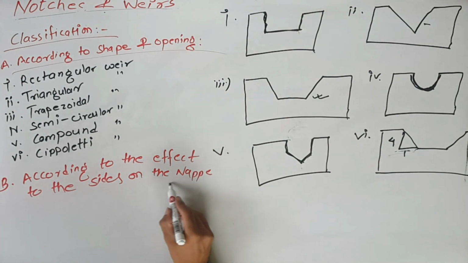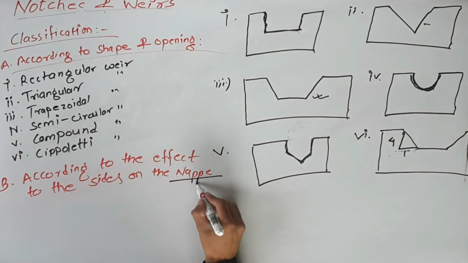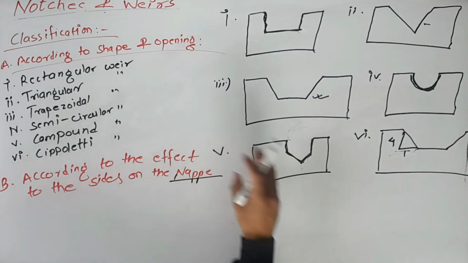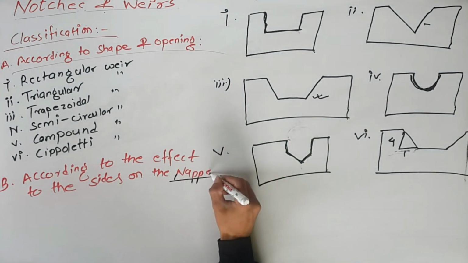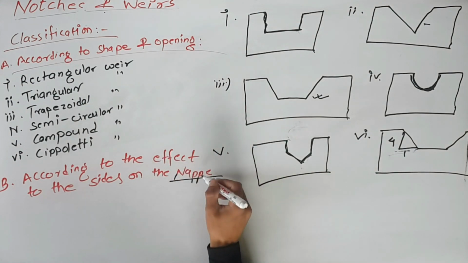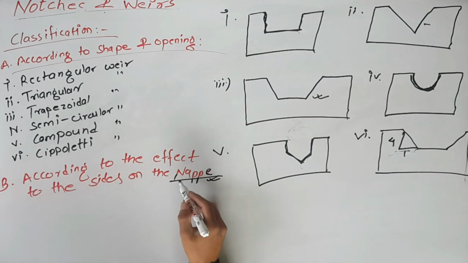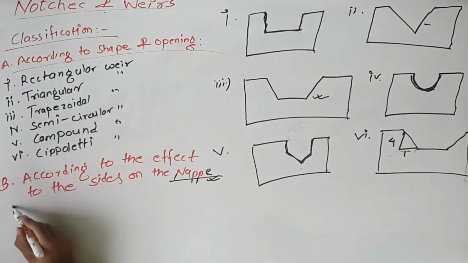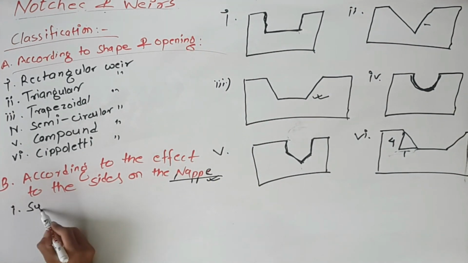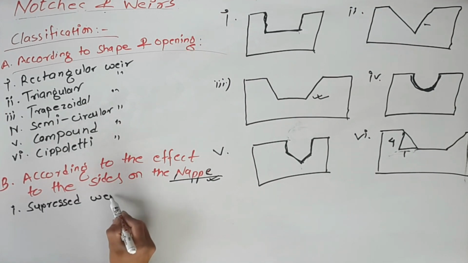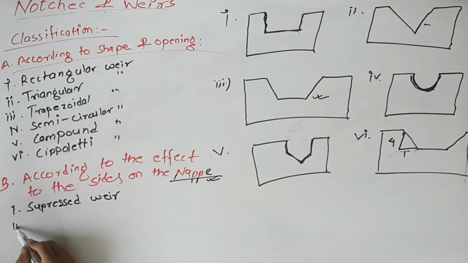We know nappe is the jet, like a jet, it flows over the crest level, down the crest level. How is the nappe affected? How does the flowing liquid affect this nappe? On this basis, we have 2 types of weir. First one is suppressed weir. Second is contracted weir.